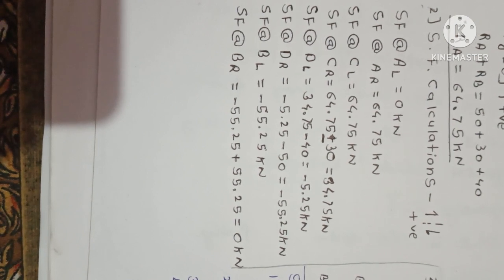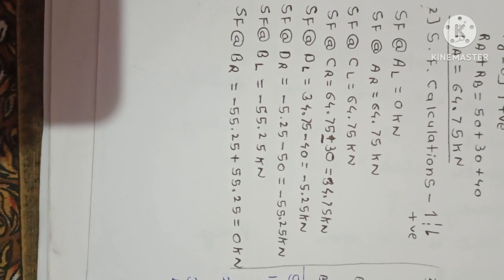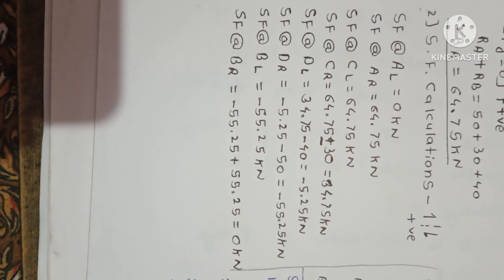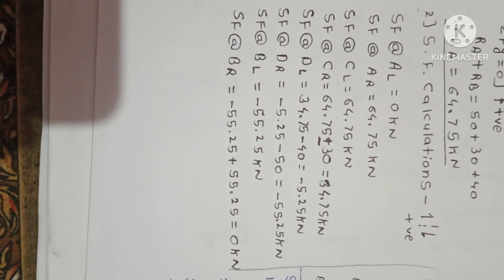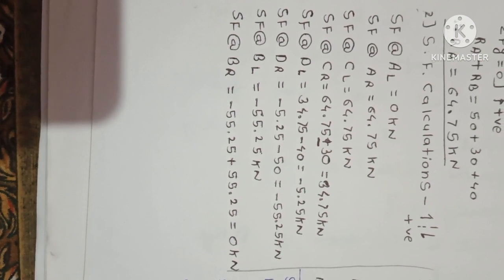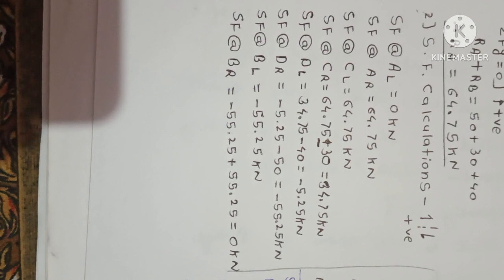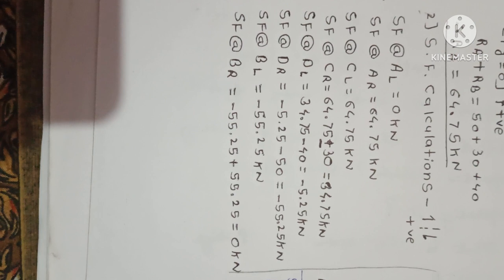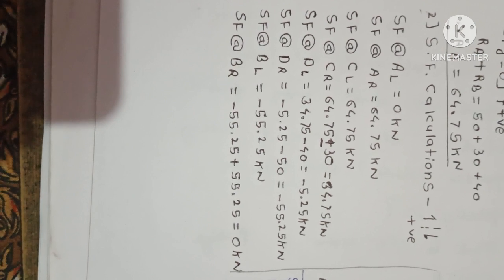6. Shear force at D right, where 50 kilonewtons acts downward, gives the value minus 55.25 kilonewtons. 7. Shear force at B left is also minus 55.25 kilonewtons. 8. Shear force at B right is always 0. If it is not 0, then the answer is somewhat wrong.